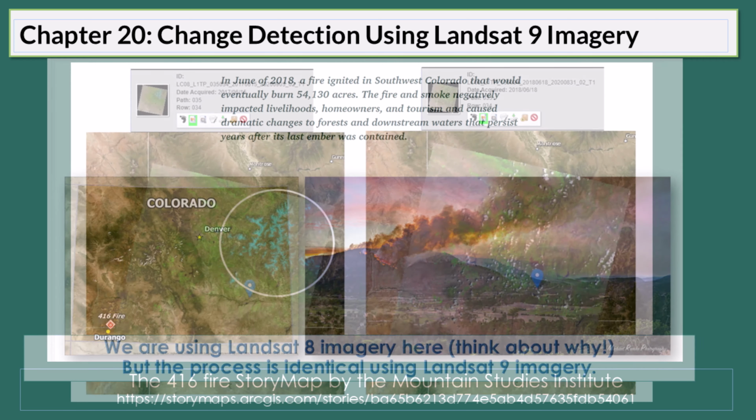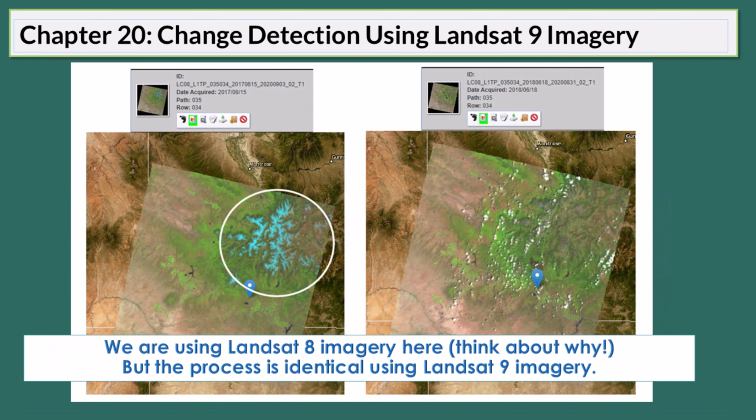So let's download our images. Using the techniques of Chapter 11 and 13, download two Landsat 8 images from Path 35, Row 34 from June 15, 2017 and June 18, 2018. Since Earth Explorer provides the option to select which bands to download, you can choose to download only Band 5 for each date. These are the two Landsat 8 images as viewed in Earth Explorer.